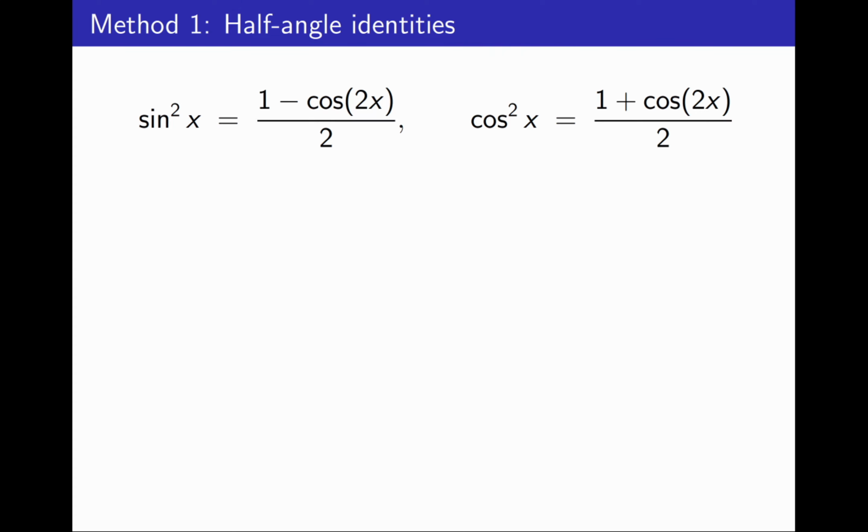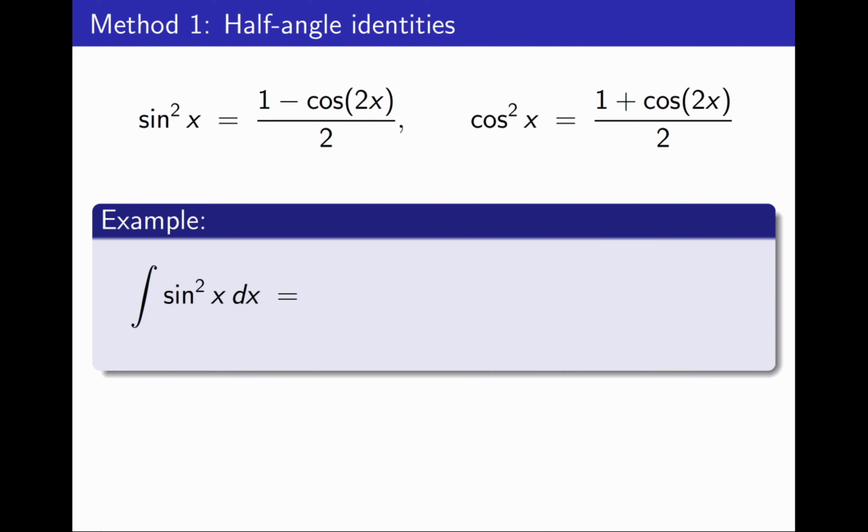Why are they useful? For the purpose of integration, I would rather have cosine of 2x than cosine squared of x. Cosine squared is harder to integrate, but cosine of 2x is as simple as cosine of x. For example, to integrate sine squared of x dx, I can use the half-angle identities and write it as 1/2 of the integral of dx minus 1/2 of the integral of cosine of 2x dx. Both these integrals are simple. I trust you can finish it from here.